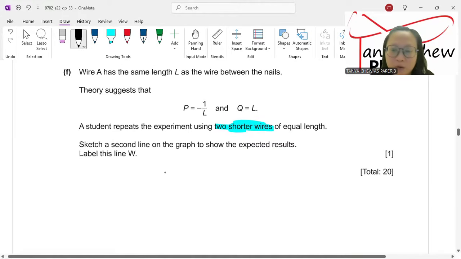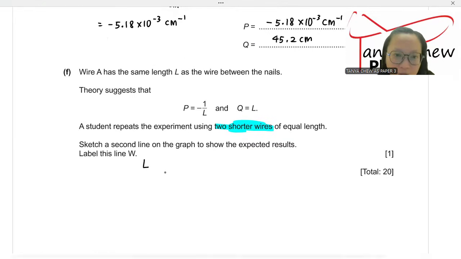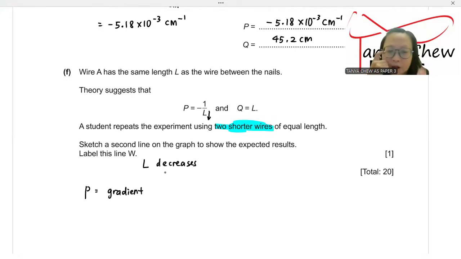Sketch a second line. Now you can see that L decreases. These two wires are shorter, but they are of equal length. Do you get it? So L decreases. Now let us look at P. P is equal to the gradient. When L decreases, what will happen? Because P is equal to negative 1 over L, when L decreases, P would have to increase. So when P increases, the gradient is steeper.